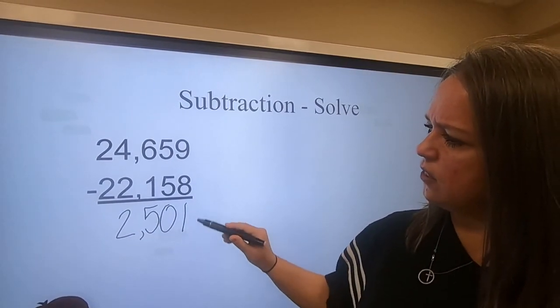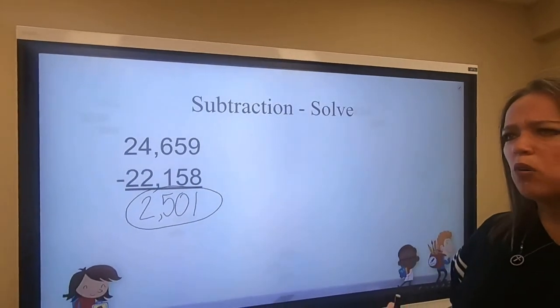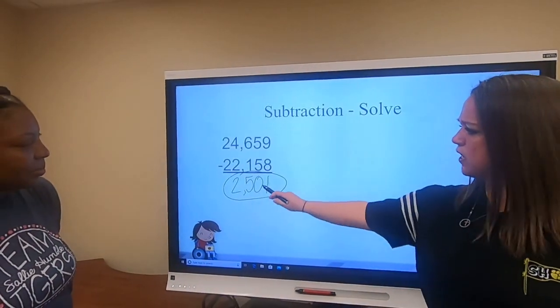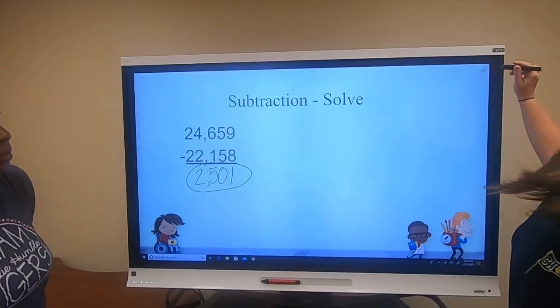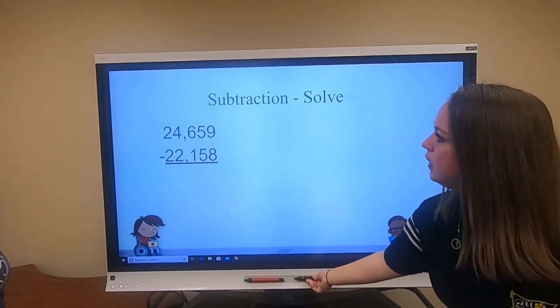Yes, I don't think so either. So that one was so easy, Miss Bethay. We didn't have to do any of that borrowing or regrouping or crossing out or any of that stuff. What was our difference? 2,501. Yes, great job, boys and girls. Okay, we're going to look at another one.